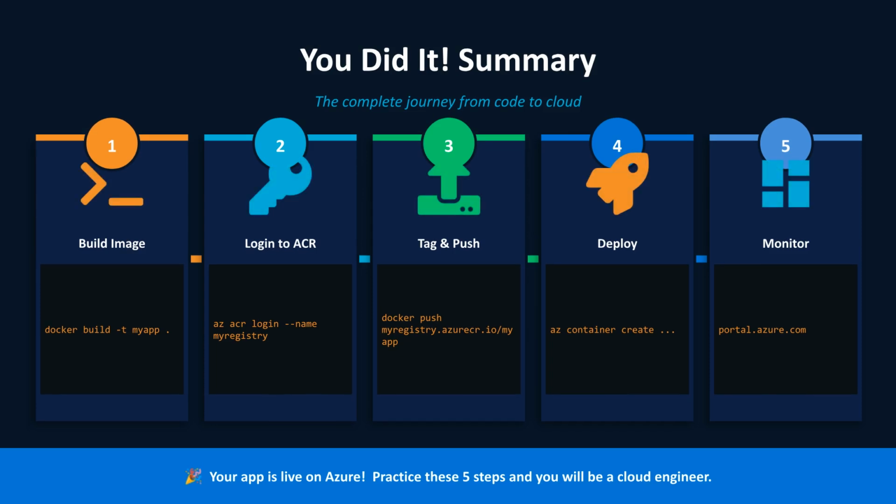To summarize the journey, build the image, log into ACR, tag and push the image, deploy the container, and finally, monitor the app. By mastering these 5 steps, you can successfully move your code to a live application on the cloud. Well done.